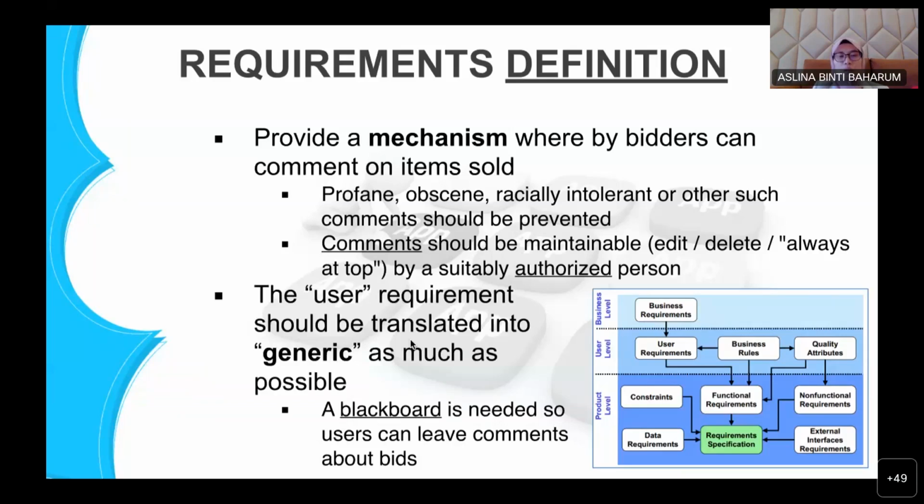The user requirement should be translated into generic terms as much as possible, because this is the level that users should understand. What they need is stated there in the statement, and it can also be a blackboard. A blackboard is needed so that users can leave a comment. It can also be in a storyboard. It can be a simple way to deliver the needs of the users in one statement or in a visual diagram and so on.